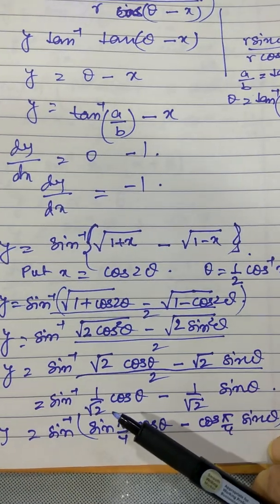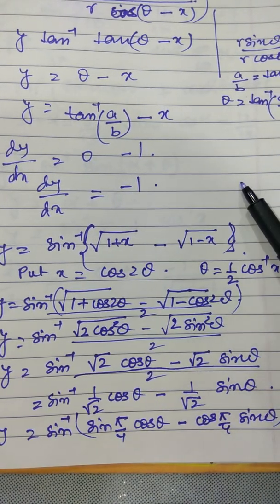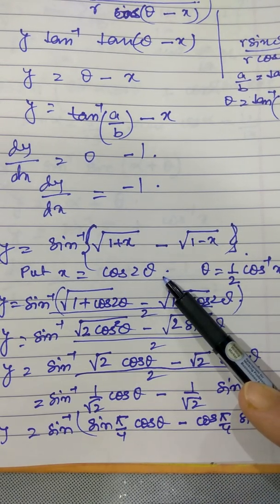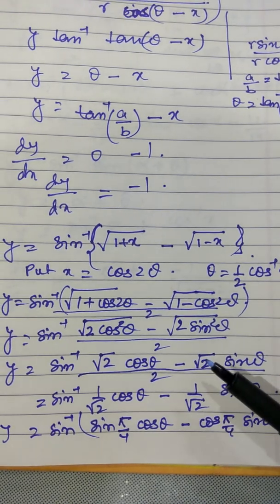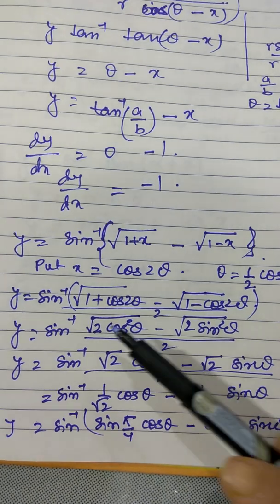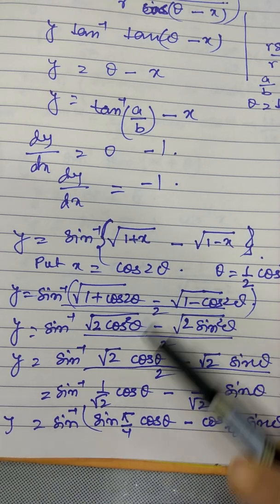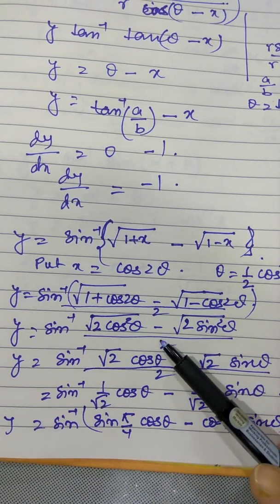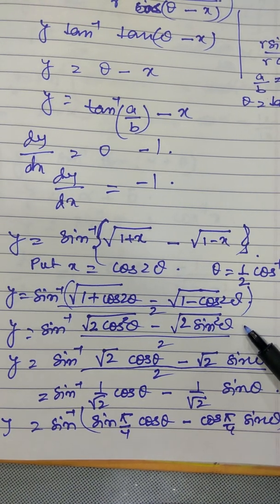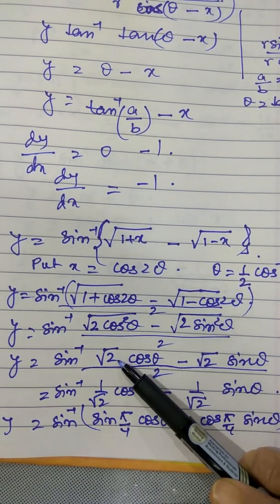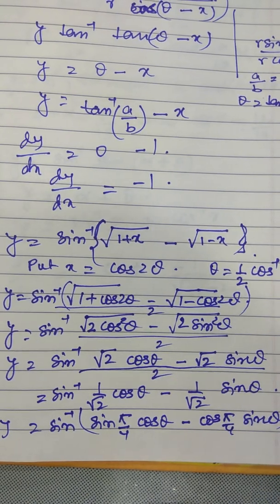Next question. y is equal to sin inverse of (root 1 plus x minus root 1 minus x). Put x equals cos 2 theta. So theta is half cos inverse x. So this becomes sin inverse of (root 1 plus cos 2 theta minus root 1 minus cos 2 theta) upon 2. So this is y equals sin inverse of (root 2 cos square theta minus root 2 sin square theta).